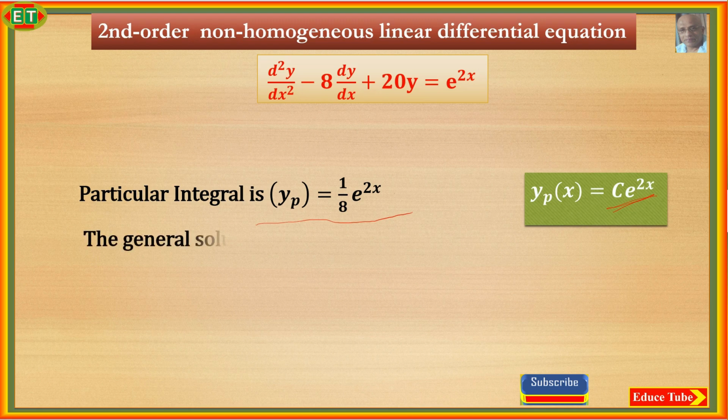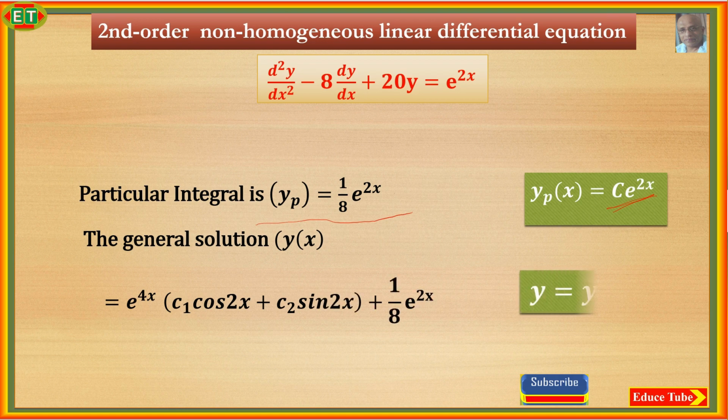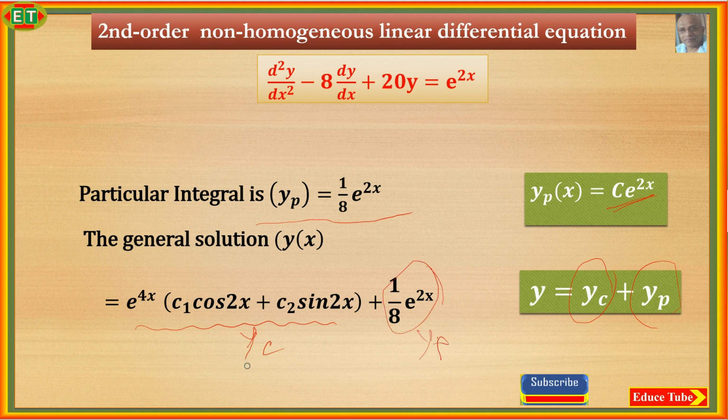Now the general solution will be the same way. We have to get two things: one is the complementary function, another is the particular integral. Adding these two, we get the equation like this one: e to the power 4x, c1 cos 2x plus c2 sin 2x, which is the complementary function, I mean this one yc, and this one yp. So this is the general solution for this equation.